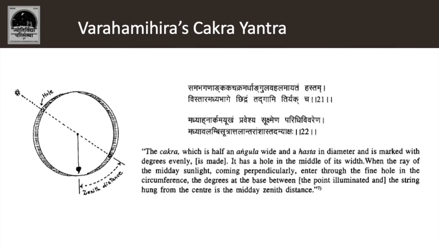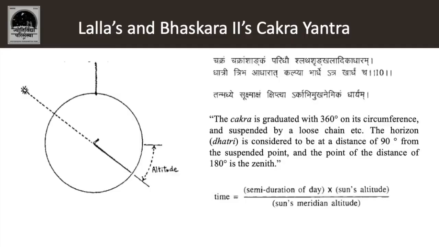So Varahamira's chakra yantra achieves that in a very simplified fashion by suspending a plumb line, and by aligning the hole with the center, you can achieve that angle, and that will give you the zenith distance. So this was proposed by Lalla and Bhaskara too, by the way. And there is even a formula.